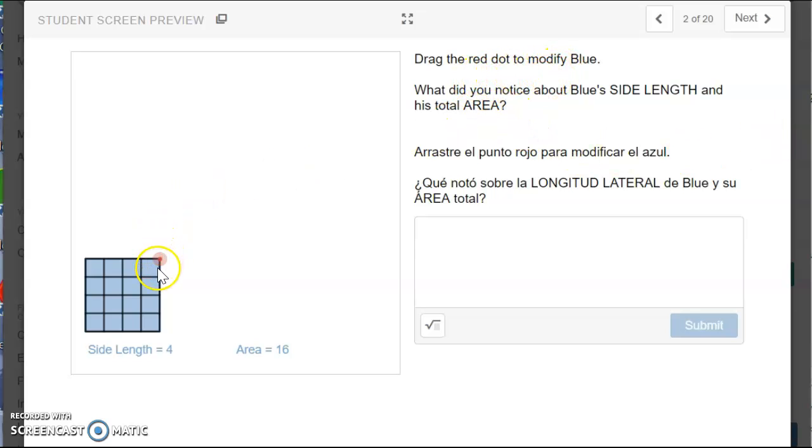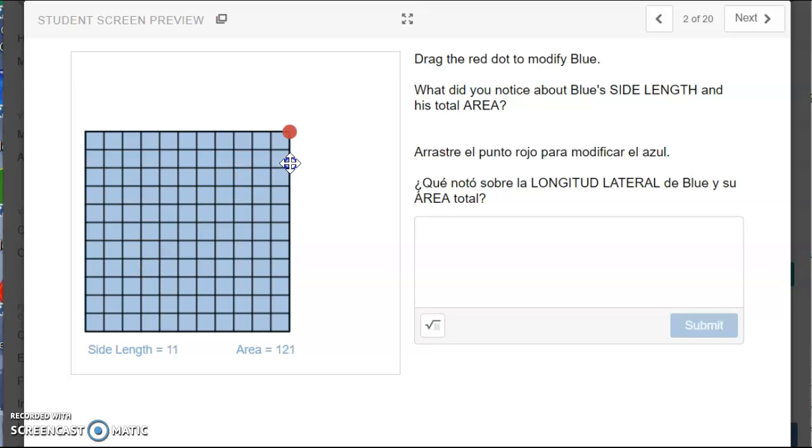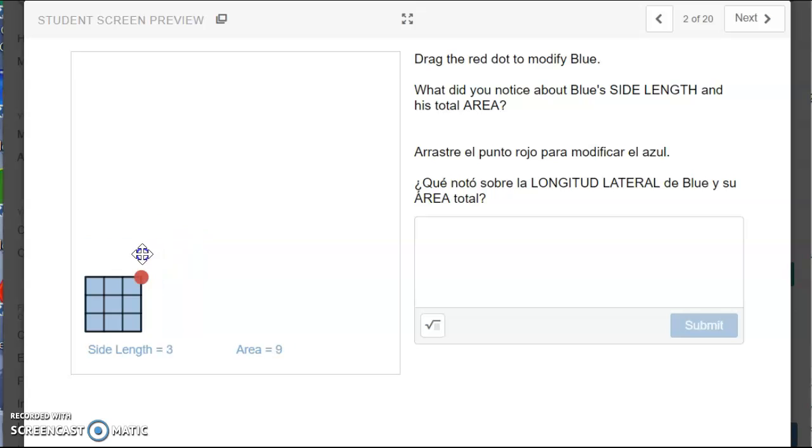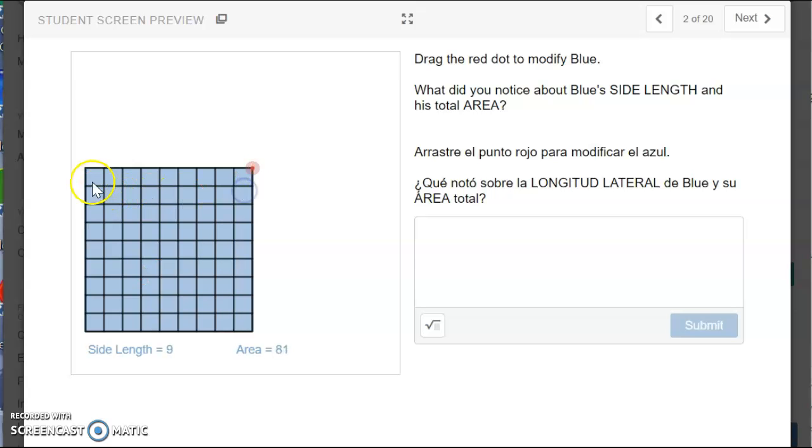Okay, so you can make this Blue, his name is Blue, bigger or smaller, but it is a square, meaning that the two side lengths are exactly the same. So in this case, when the side length is 9, and 9 times 9, how many blocks do we have? We have 81 blocks, or the area is 81.